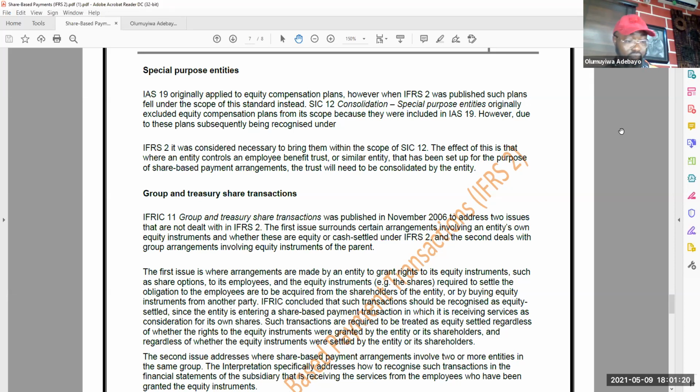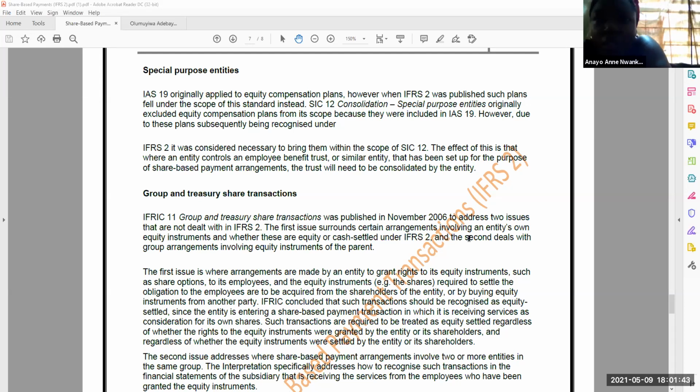Okay. Special purpose entities. IAS 19 originally applied to equity compensation plans. However, when IFRS 2 was published, such plans fell under the scope of the standard instead. SIC 12 Consolidation: Special Purpose Entities originally excluded equity compensation plans from its scope because they were included in IAS 19. However, due to these plans subsequently being recognized under IFRS 2, it was considered necessary to bring them within the scope of SIC 12. The effect of this is that where an entity controls an employee benefit trust or similar entity that has been set up for the purpose of share-based payment arrangements, the trust will need to be consolidated by the entity.